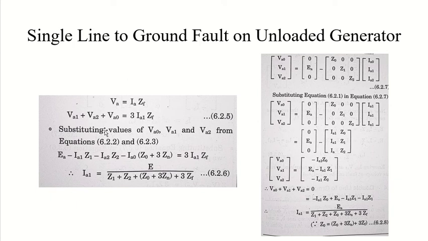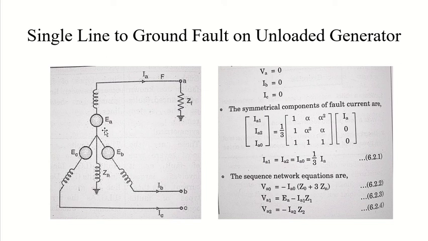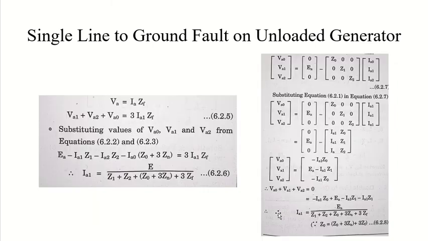Now what we will do, we will simply substitute the values of VA0, VA1 and VA2 from the earlier equations. From these equations we have already derived the values of VA0, VA1 and VA2. So when we do that, what will we get? We will get this equation, right? The value of VA1, EA minus IA1 Z1, VA2 is minus IA2 Z2, and VA0 is equal to minus IA0 into Z0 plus 3Zn. The right hand side will remain as it is, and you will make IA1 the subject, so you will find the value of fault current.